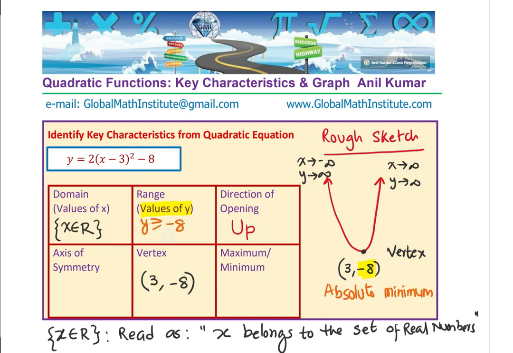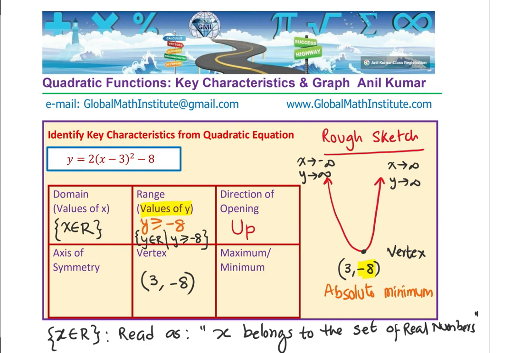Perfect. So strictly speaking, I should have written this in set form. So that is the interval form, okay? So we say y belongs to real numbers so that y is greater than or equal to minus 8. Perfect. So I've used two different notations. Y greater than or equal to minus 8 is the interval notation, and the other one is the set notation.